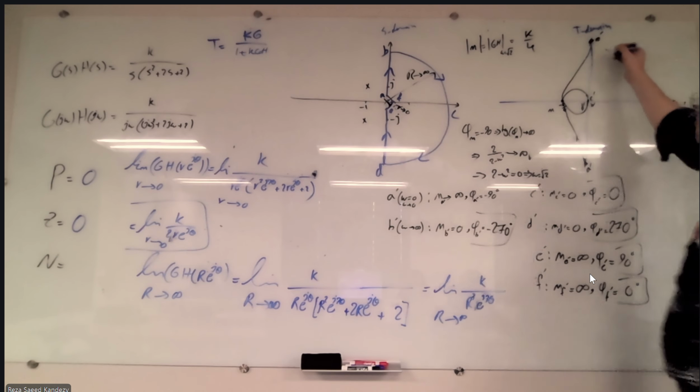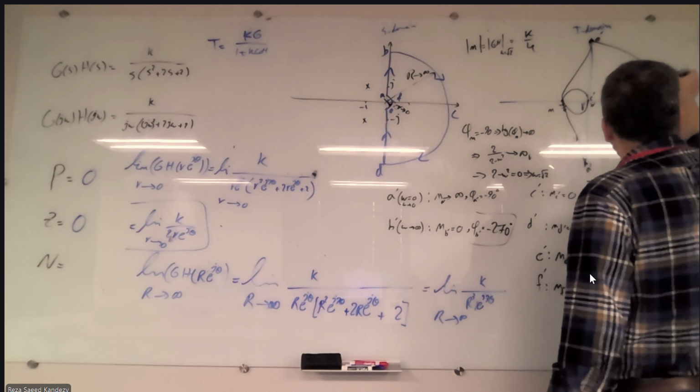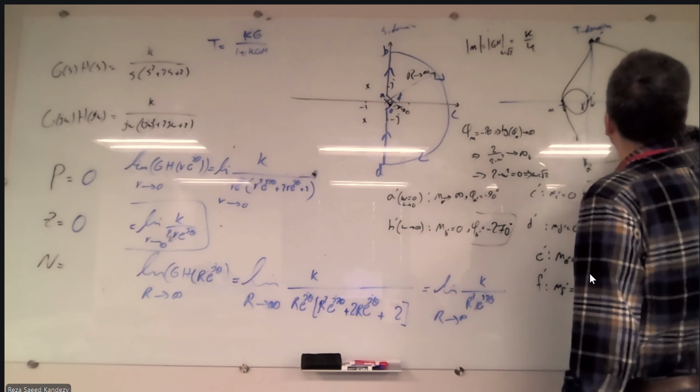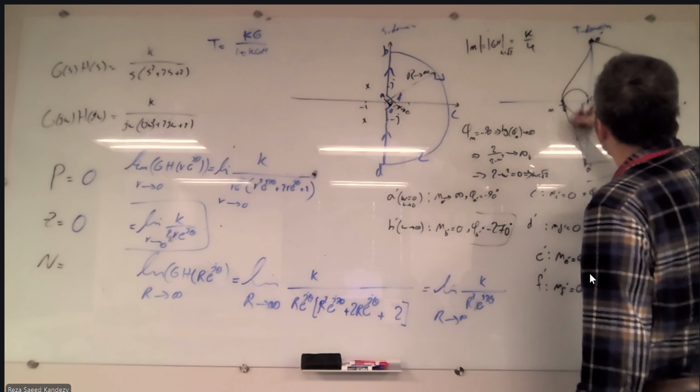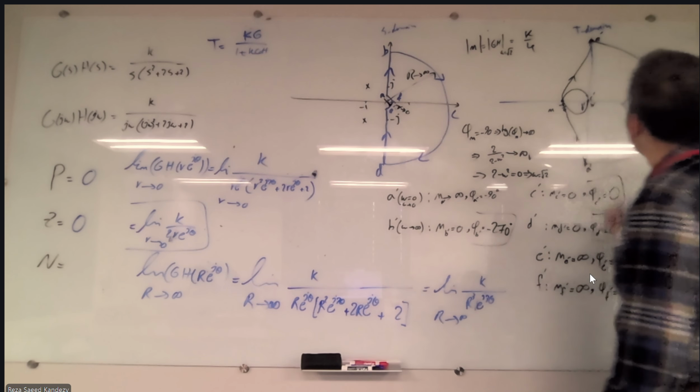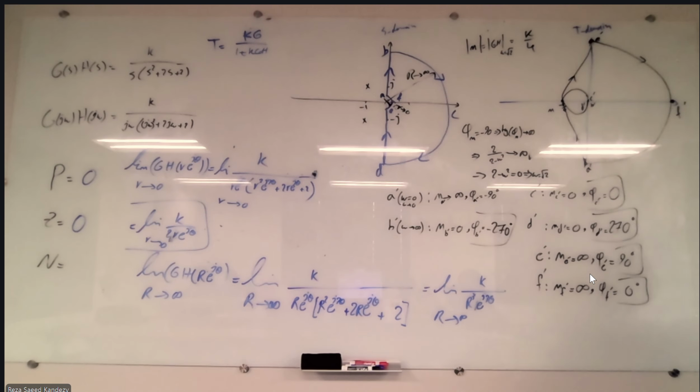And then F is infinity at 0. When we go to F, we are simply connecting E to F prime to A prime. Are we good? Now, are we done, or do we need something else?